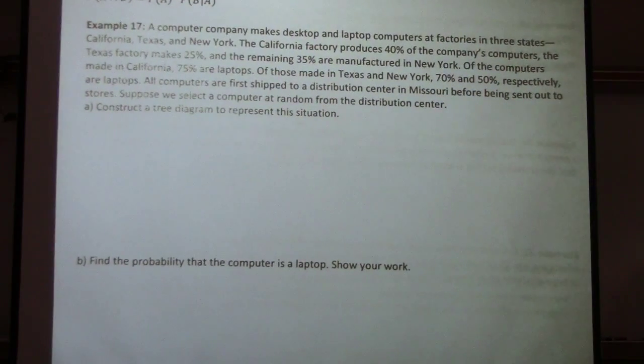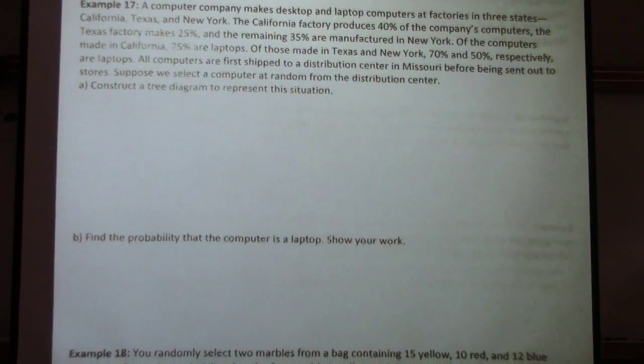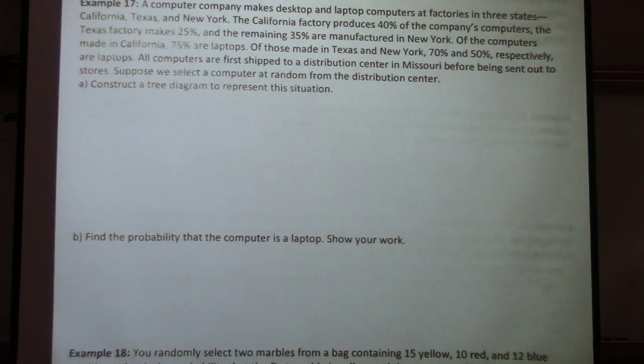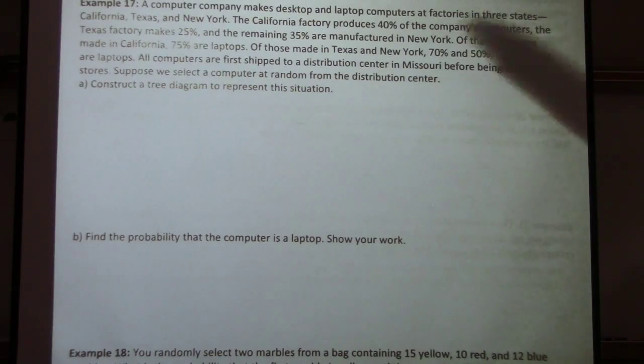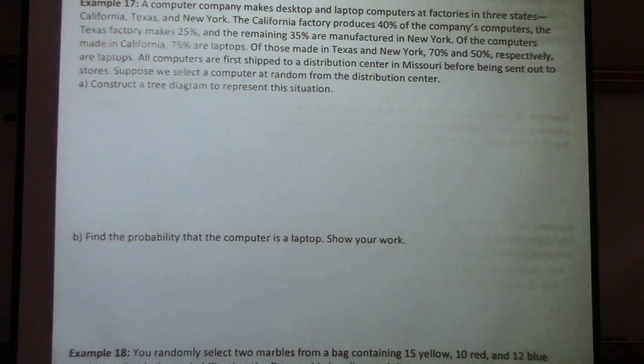That'd be interesting. One of the most helpful things in conditional probability is tree diagrams. And you've probably made one of these before, maybe in Algebra 2. So like on this one, a computer company makes desktop and laptop computers at factories in 3 states: California, Texas, and New York. The California factory produces 40%, Texas 25%, and the remaining 35% are made in New York. Of the computers made in California, 75% are laptops. Of those made in Texas and New York, 70 and 50% respectively are laptops.